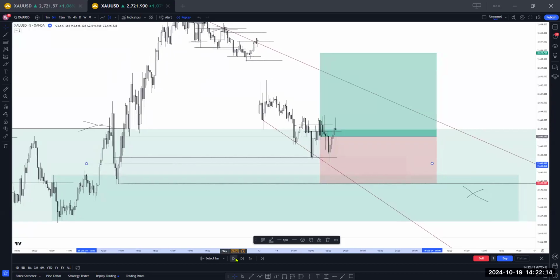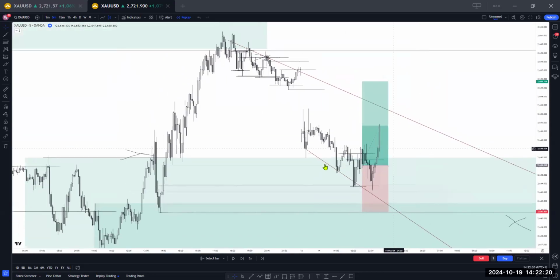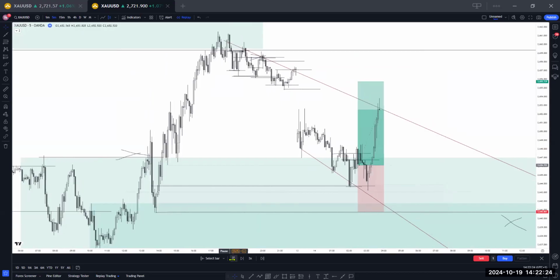You want to see, oh, what's price doing? What are the things you want to consider? What's the reason for this trade? Any more reasons for this trade? What else can be done? What else do you want to actually consider?